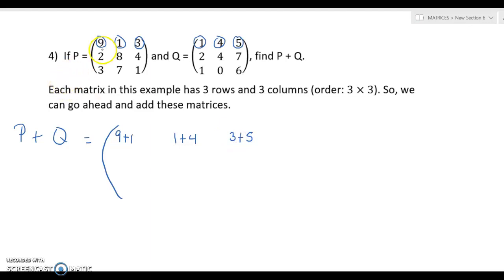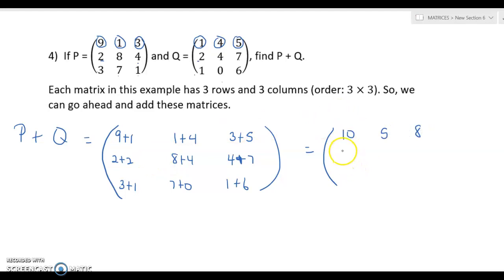Let's go to the second row now. 2 plus 2. Then 8 plus 4. And then 4 plus 7. And then the last row now. 3 plus 1. 7 plus 0. And then 1 plus 6. And then you get your final answer down here. So 9 plus 1 is 10, 1 plus 4 is 5, 3 plus 5 is 8, 4, 12, 11, 4, 7, and 7.